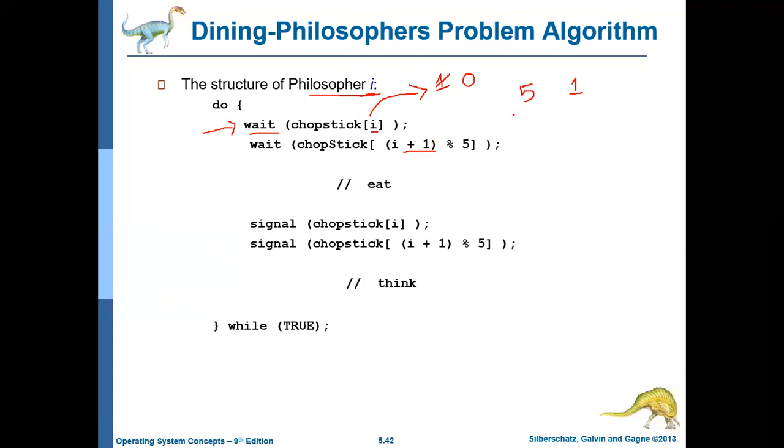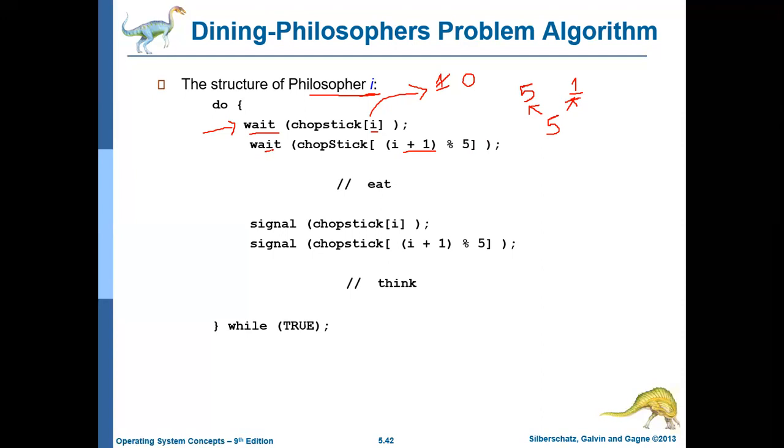Okay. So 5 plus 1 is what? 6. And 6 modulo 5 is 1. So if you see, this is the fifth philosopher, then on his left side he picks the fifth chopstick, and on the right side he should pick the first chopstick, if some numbering was given to the chopsticks. So this modulo we are using. Right.